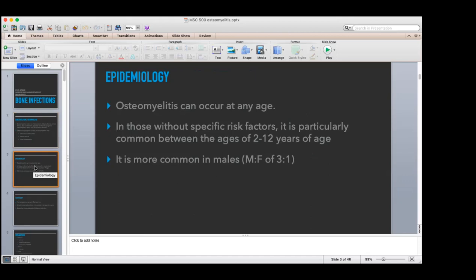Okay. Osteomyelitis can occur at any age. So if we are given the entire population with no risk factors, anybody can get osteomyelitis. In those without specific risk factors, it is commonly between the ages of 2 to 12 years of age, so the pediatric population. Unfortunately, like many other diseases, it is more common in males.